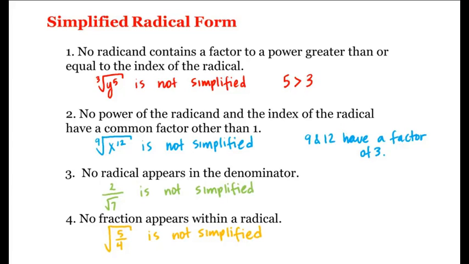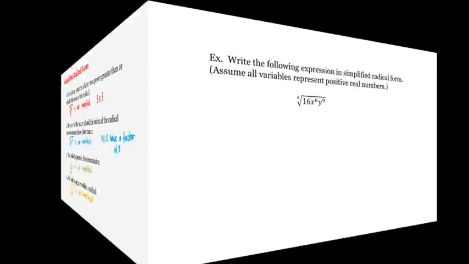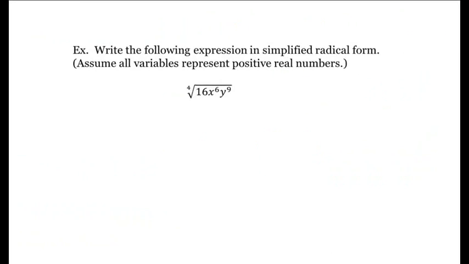All right, let's see an example of how we put an algebraic expression into simplified radical form. Let's put this expression into simplified radical form, and we're assuming here that x and y represent positive real numbers. The first thing we should notice is that the radicand contains factors raised to powers greater than the index of 4. We have the 6 as well as the 9. Since we are simplifying a fourth root, we need to focus on the perfect fourth power factors of the radicand, this 16x to the 6th y to the 9th. Now, something is a perfect fourth power factor when its exponent is a multiple of 4.